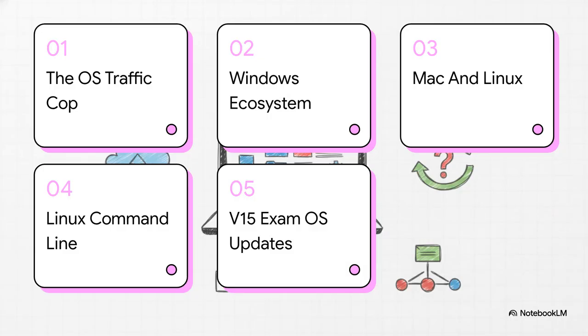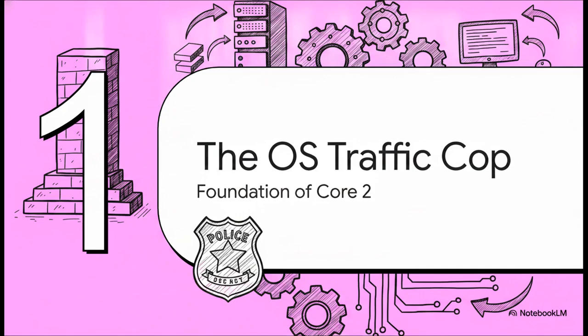So here is our game plan for today. We've got 5 main stops. 1. The OS traffic cop. 2. The Windows ecosystem. 3. Navigating Mac and Linux. 4. The Linux command line. And 5. V15 exam OS updates. All right, starting us off with part 1, the OS traffic cop.